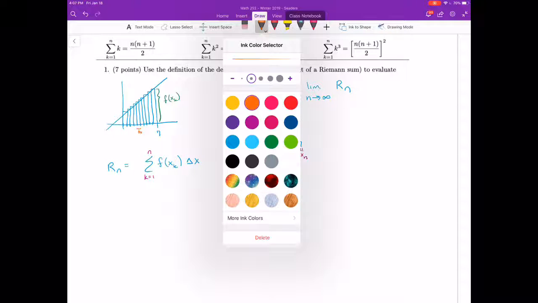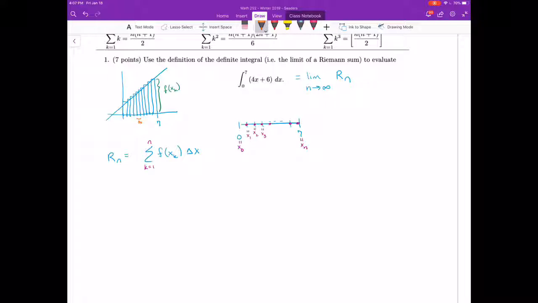So to be able to determine this Riemann sum, the first thing I need to figure out is how big delta x is. So again, delta x is my change in input, or it's the width of one of these subintervals. So I'm going to take the length of the total interval, and I'm going to divide it by my number of subdivisions, in this case n. So delta x is 7 over n. And that's what I'm going to plug in here, 7 over n.